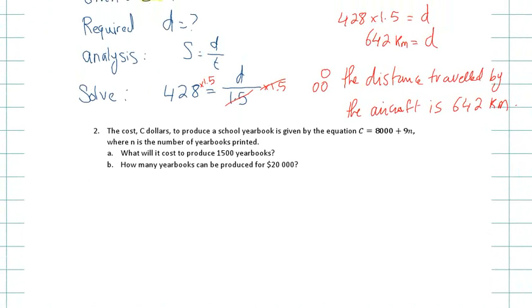Are we okay with this? All right. Let's read the next question. So the cost, C dollars, to produce a school yearbook is given by the equation C equals 8,000 plus 9n, where n is the number of yearbooks printed. What will it cost to produce 1,500 yearbooks?